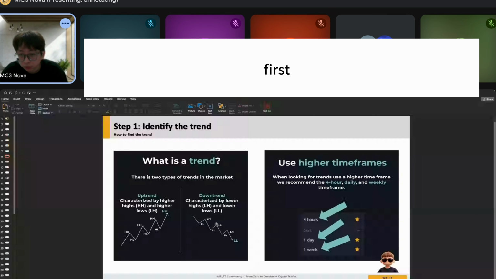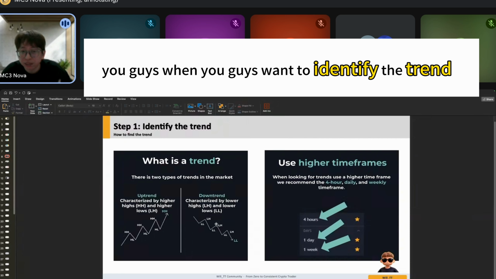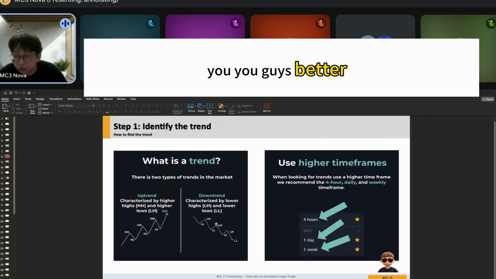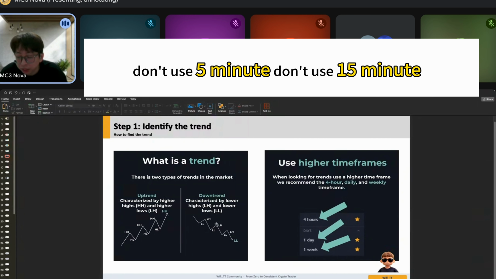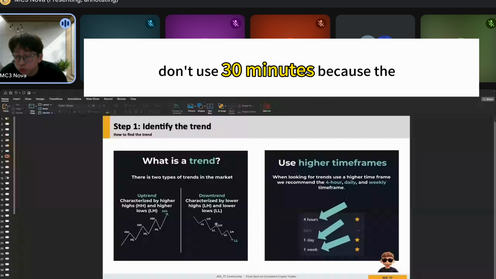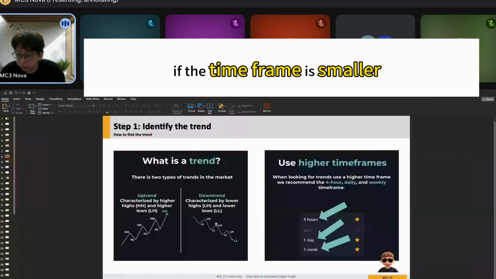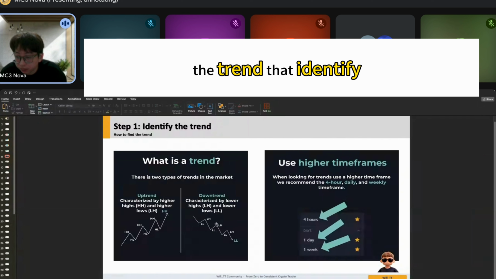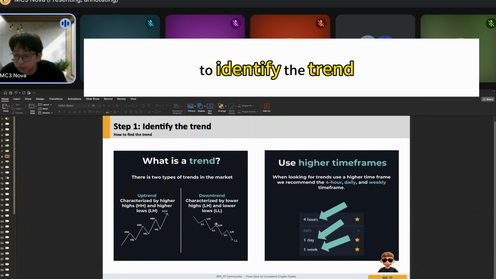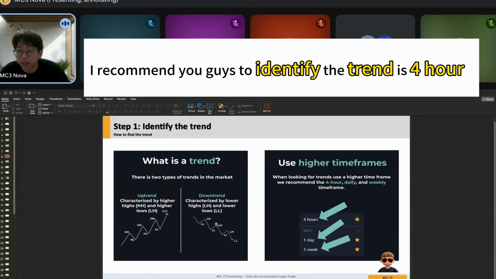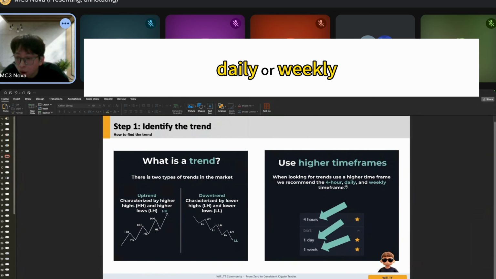When you want to identify the trend, you had better use a higher time frame. Don't use 5 minutes, 15 minutes, or 30 minutes, because if the time frame is smaller, the trend identified is not really accurate. The time frames I recommend to identify the trend are 4 hours, daily or weekly.